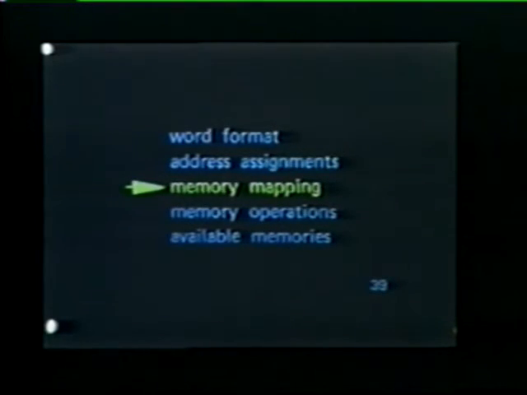A typical PDP-11 memory has specific areas set aside for certain kinds of information. Defining these areas is called memory mapping. Let's begin our discussion of memory mapping by looking at the basic structure of memory.